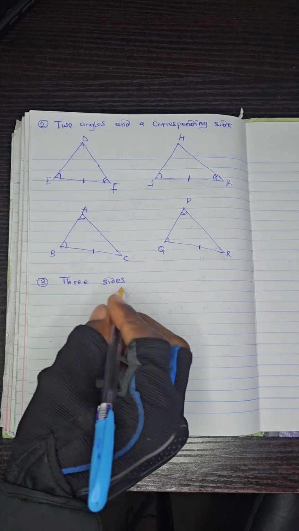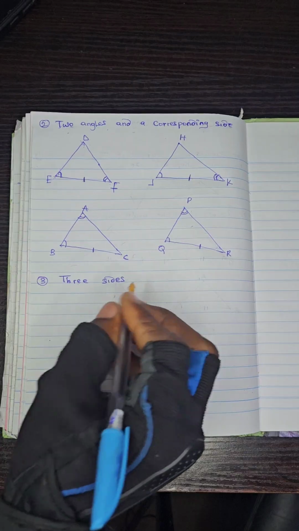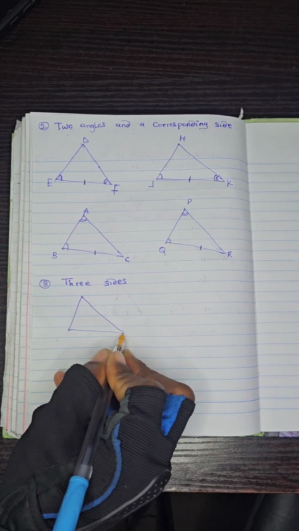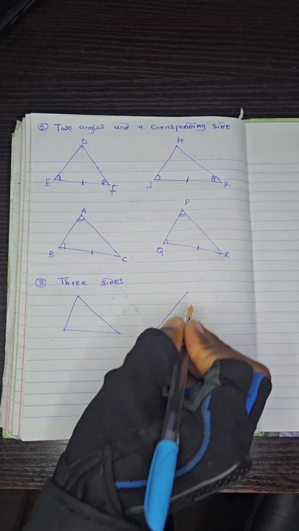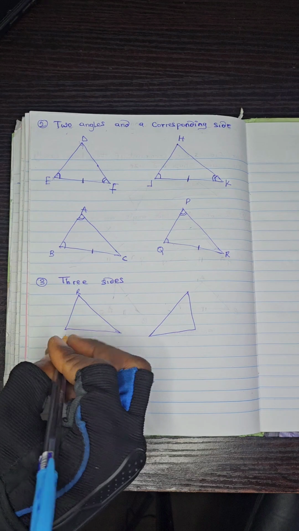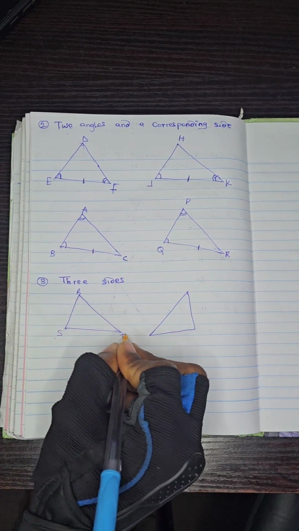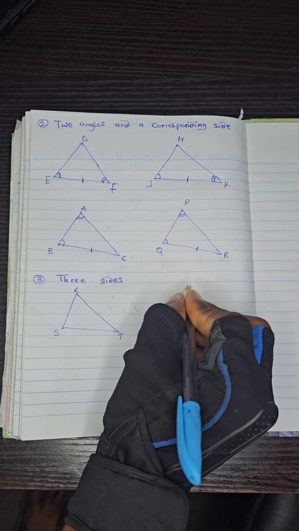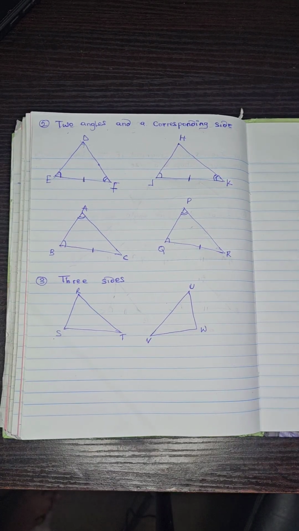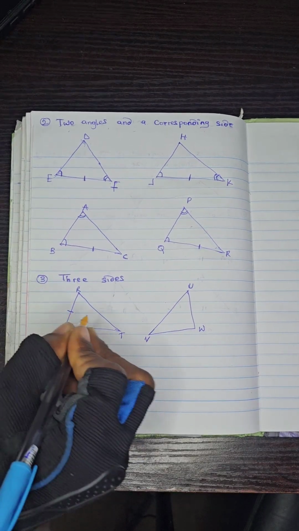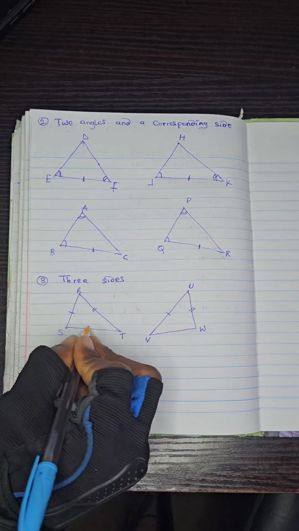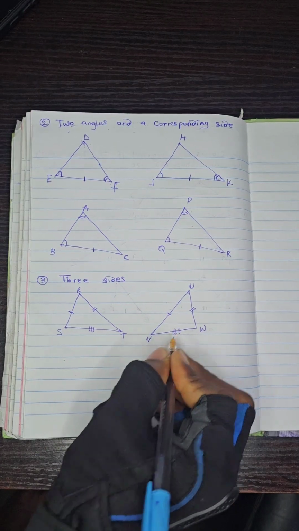So the third criteria is when the three sides are equal. Let's say we draw a triangle and draw another triangle. Let me face this on this side. Let me call this R, S, T, and call this U, V, W. Now, if this side and this side is equal, this side and that side is equal, this side and this side is equal. See that example?